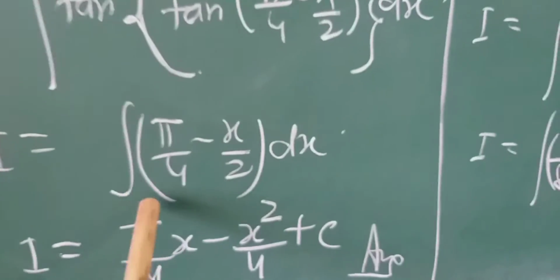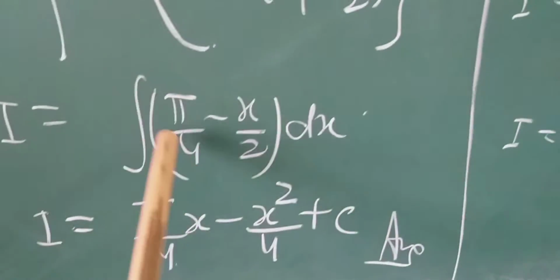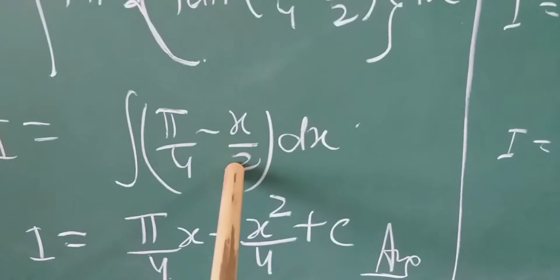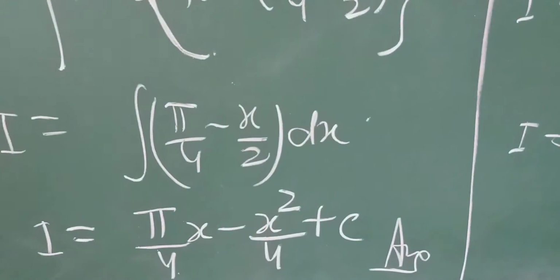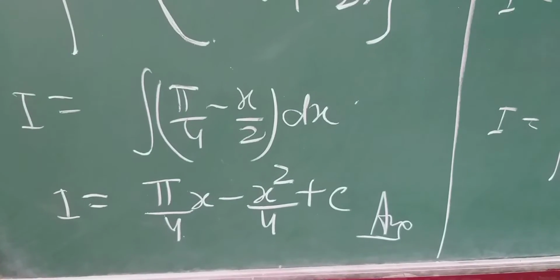Now we will find its integration. So pi by 4 integration gives pi by 4 x, minus x by 2: the 1 by 2 stays as it is, and integration of x is x square by 4, plus c.